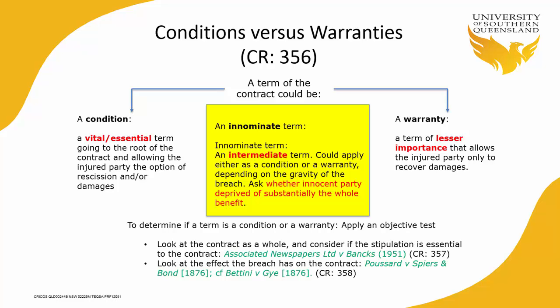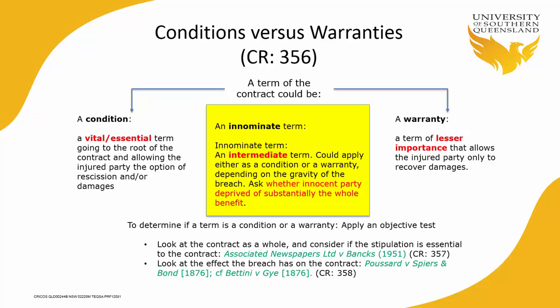That's why we call these innominate or intermediate terms. So to determine if a term is a condition or a warranty, we have something called an objective test. It is part of the reasonable person thinking. So we look at the contract as a whole and consider if the stipulation is essential to the contract. You know, what would the reasonable person think? And look at the effect the breach has on the contract. And you are given examples of application of these tests on this slide.